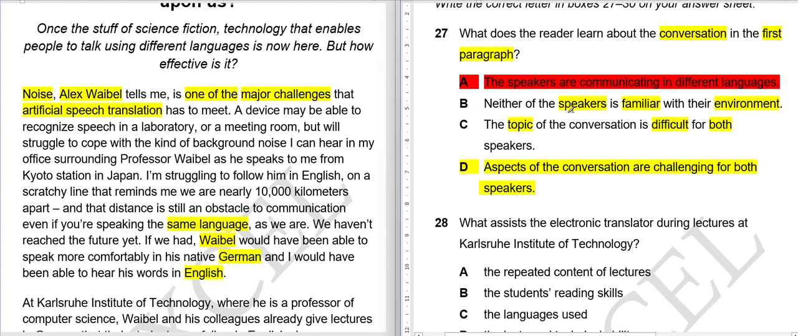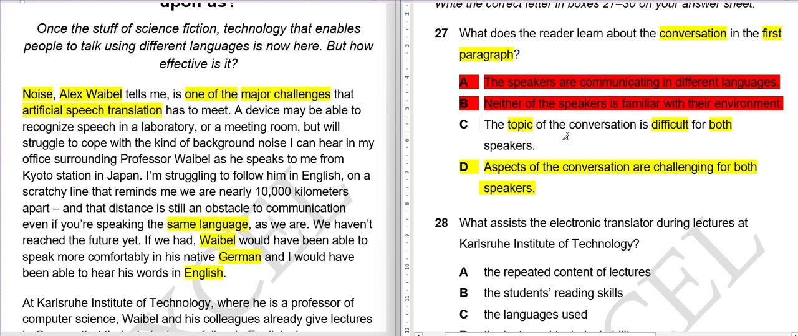B, neither of the speakers is familiar with the environment. Yes, at least one is familiar, because here they are saying, I can hear my office surrounding Professor Webel as he speaks to me from Kyoto Station in Japan. So at least one speaker is familiar with the environment in which the other speaker is speaking.